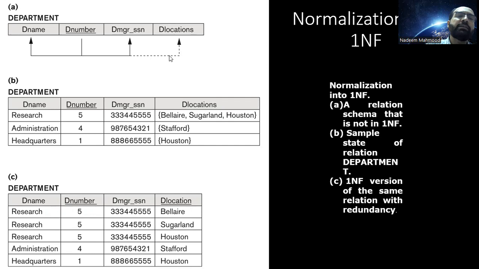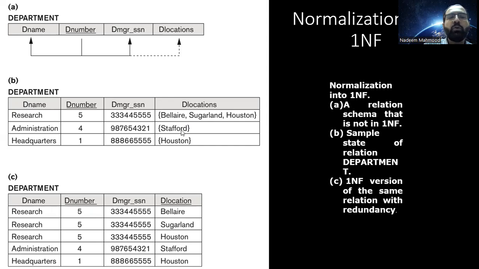But this means that here we have multiple values, and you can see that in the table as well. We have some records in that department relation, and in the first row you can see that there are three locations: Bel Air, Sugar Land, and Houston. So the research department is located in Bel Air, Sugar Land, and Houston. It means the three locations are listed here, and it violates the basic property which we discussed earlier in the case of first normal form.